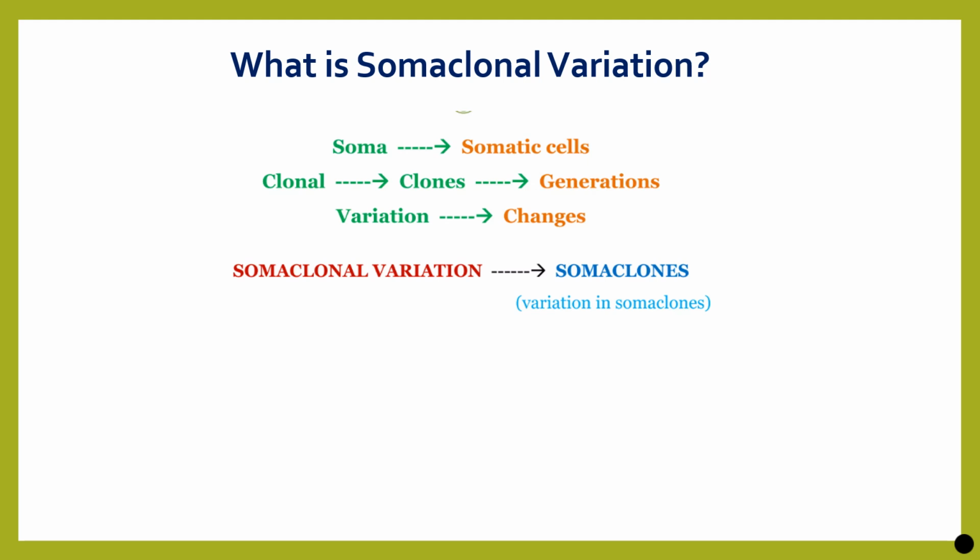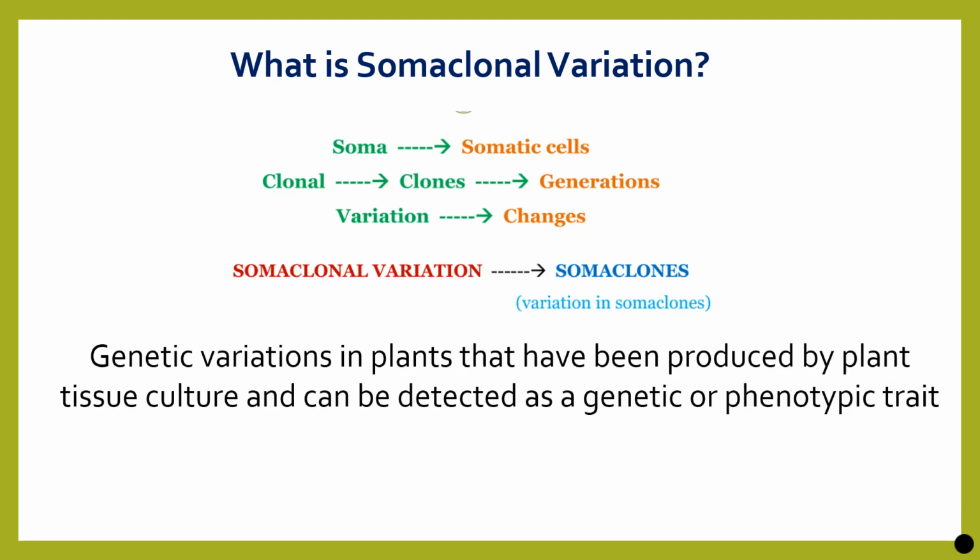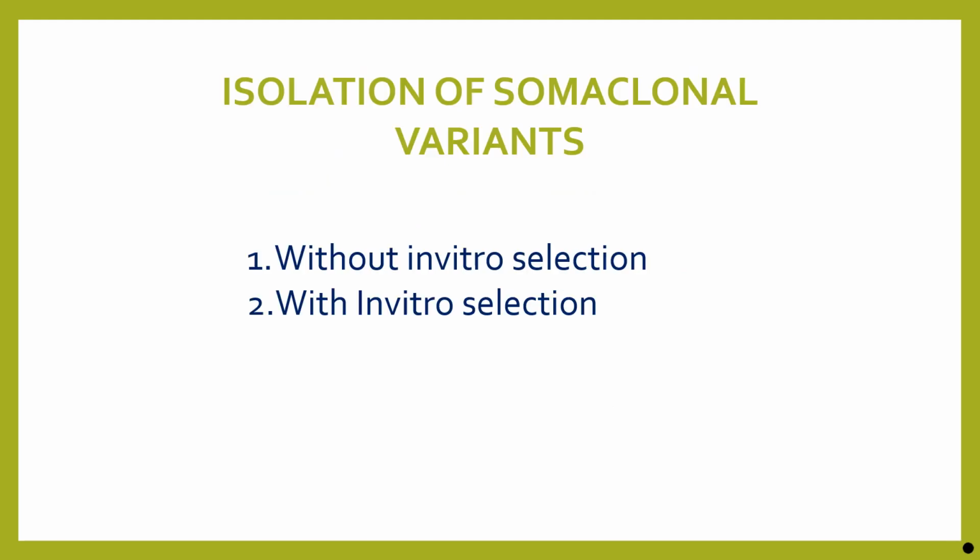So Soma means somatic cells, clonal means clones, that is generations, and variation means changes. So changes in somatic cells which carry on from generation after generation are somaclonal variations. Genetic variations in plants that have been introduced by plant tissue culture and can be detected as a genetic or phenotypic trait are called somaclonal variations.